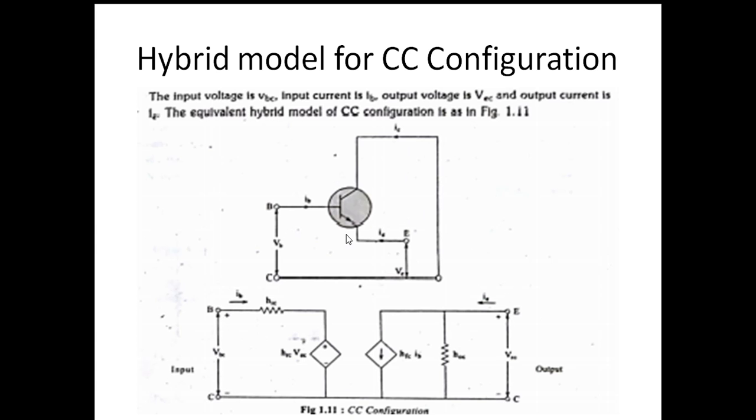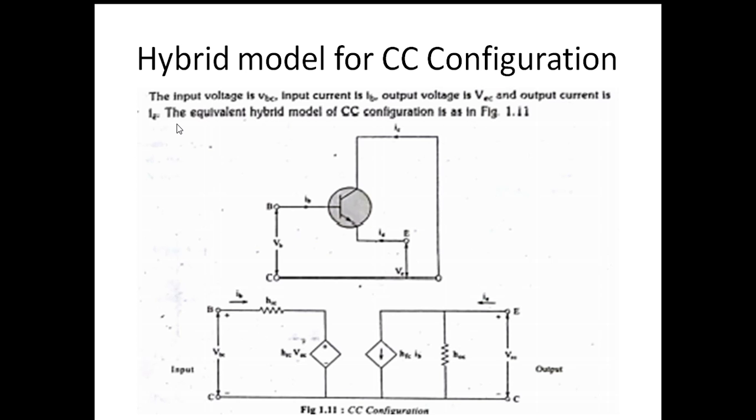Since the base is taken as input, therefore base; output is taken as emitter, therefore emitter. Now the equivalent hybrid model for the common collector transistor, let us see. This is developed by using the equations. In this, the input voltage is VBC, the voltage drop across base and collector. The input current is IB, the output voltage is VEC, and the output current is IE.